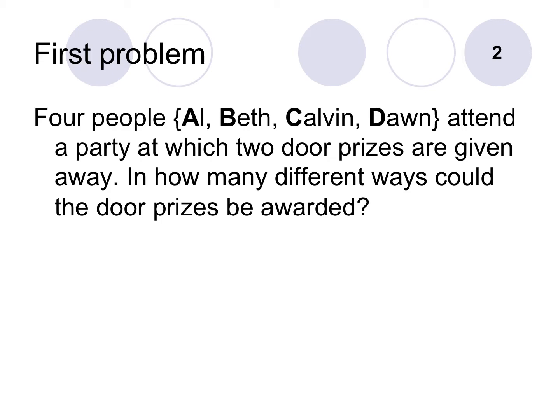The first problem we'll consider is one that has a relatively small answer, so that we can answer the question by simply making a list of all the different possibilities here. In the problem, we assume that there are 4 people at a party, so you should know that these are the only 4 people at the party, and 2 prizes are given away to the people in attendance. And the question is, in how many different ways could those prizes be awarded?